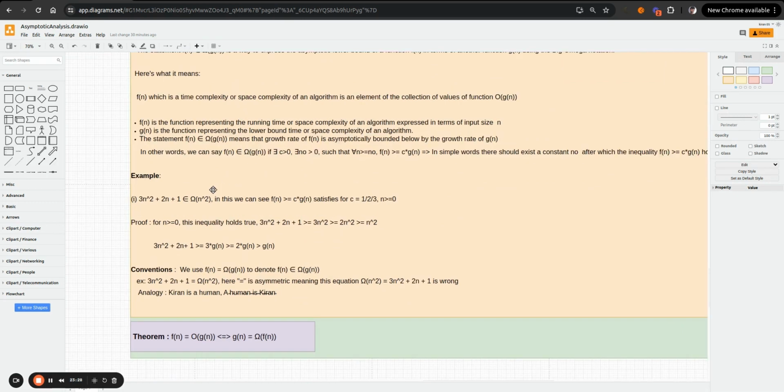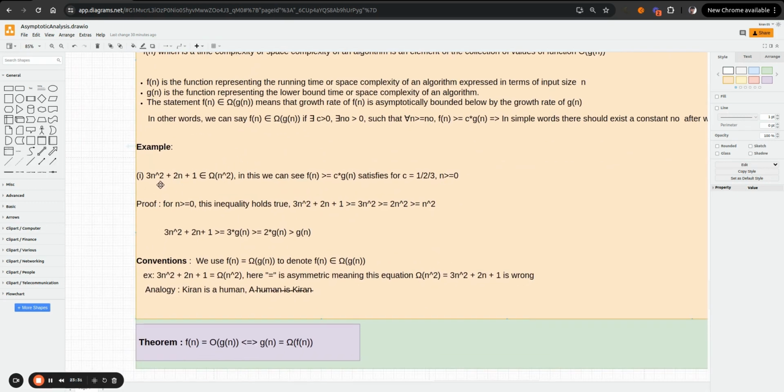So let us understand this with an example. Here f of n is 3n square plus 2n plus 1. I want to check whether it belongs to big omega of n square. Here we can see that the inequality f of n greater than or equal to c, a constant multiple of g of n, is satisfied for c equal to 1 or 2 or 3, and n greater than 0. So this is the n naught, and c can be these values. Here is a proof that for n greater than 0, this inequality will definitely hold true.